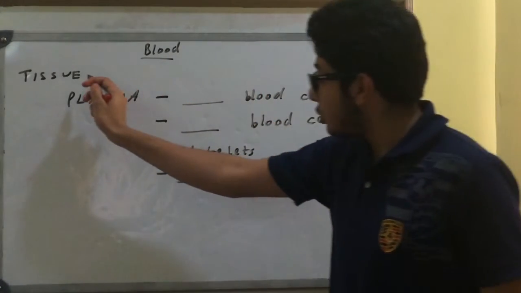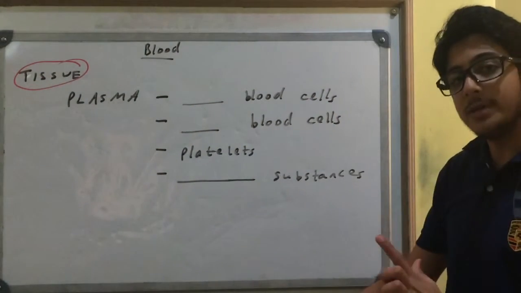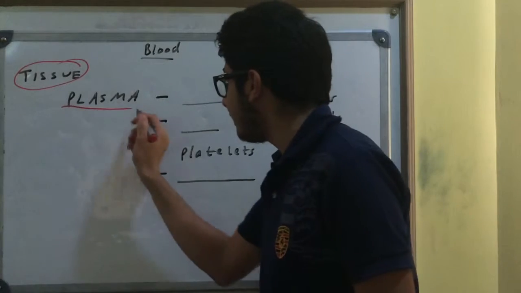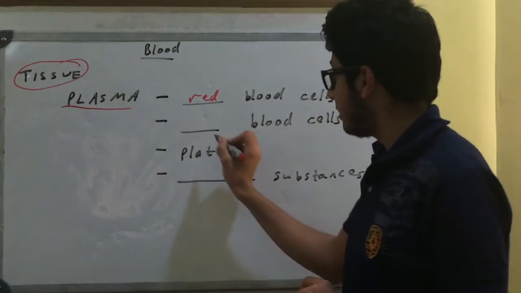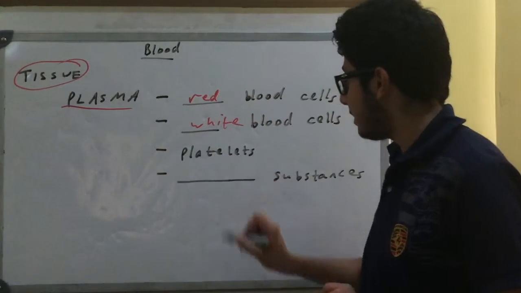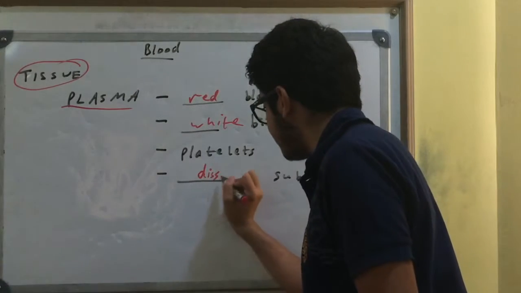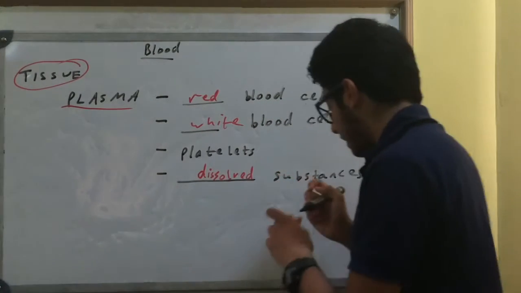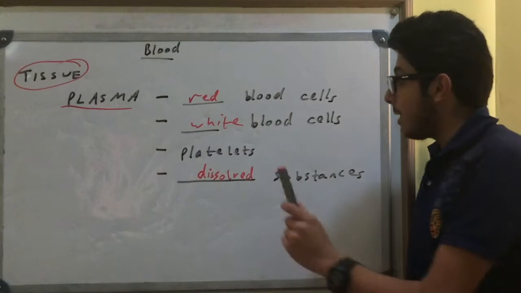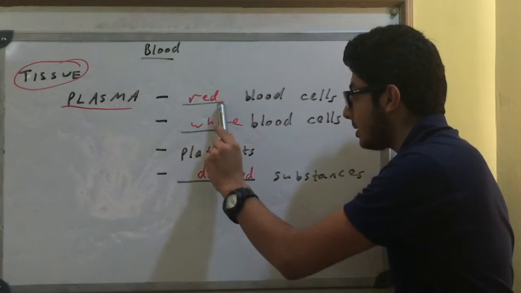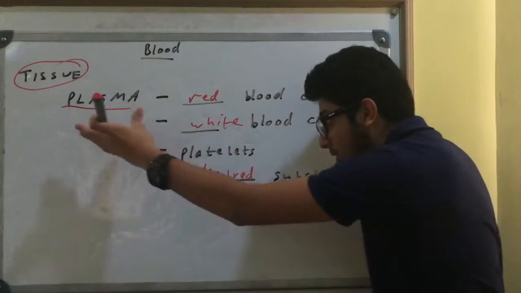So your blood is actually a tissue, and it consists of a fluid called plasma. And in this plasma you have four things. You have your red blood cells, you have your white blood cells, you have your platelets, and you have dissolved substances like glucose, like mineral ions, and so on. And we're going to look at the function of the plasma, the red blood cells, the white blood cells, the platelets, and dissolved substances. Well, they fit into the function of plasma.